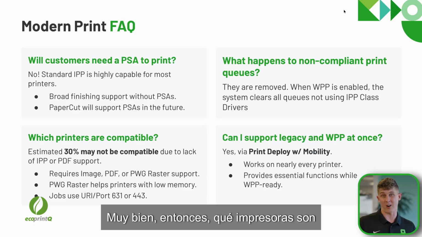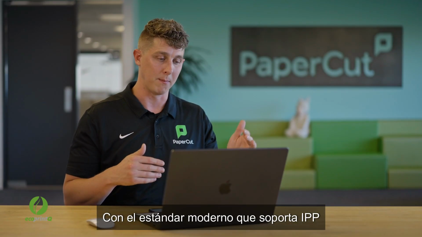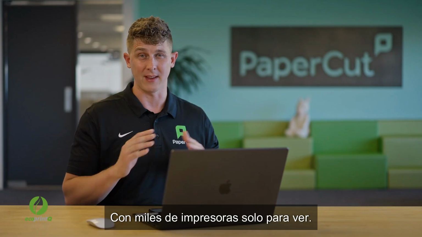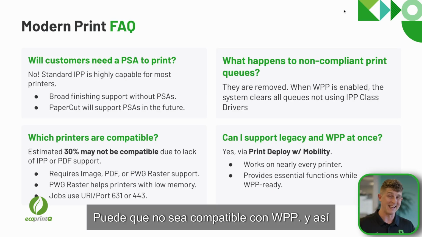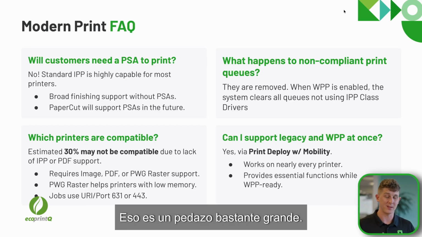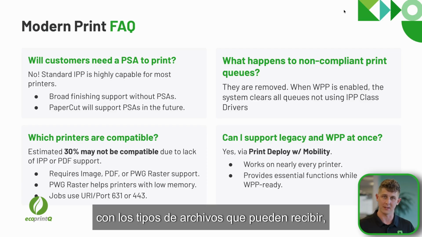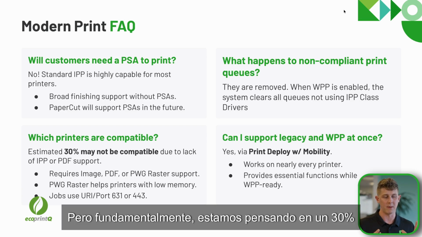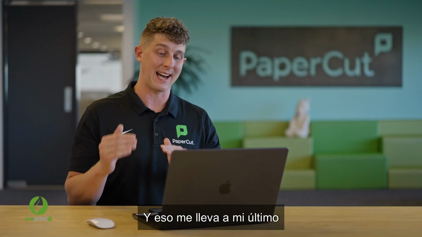All right, so which printers are compatible, right? We talked about there being a list of printers that are compatible with the modern standard, that support IPP and PDF or PWG raster. It turns out we did a little bit of testing with thousands of printers, and about 30% of printers may not be compatible with WPP. That's a pretty big chunk. The reason for that is they either don't support PDF, or they don't support IPP, or they have other limitations with file types they can receive, or maybe they just have really low memory. There are all kinds of situations, but fundamentally, we're thinking about 30% of the market is just not going to work. And so that leads me to my last question.